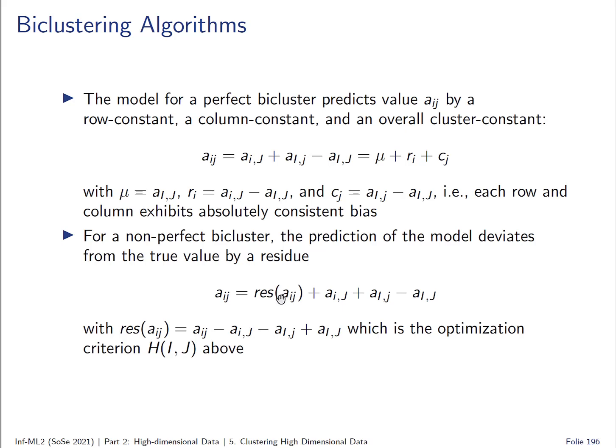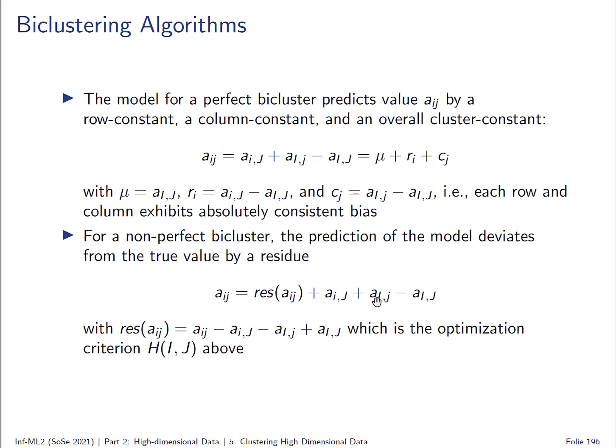We call it a residue here. So the whole thing comes down to, well, it's not a perfect prediction, but it's a prediction. It's the same prediction as before, but we have some error. We make some error here, and this error is quantified by this residue here.